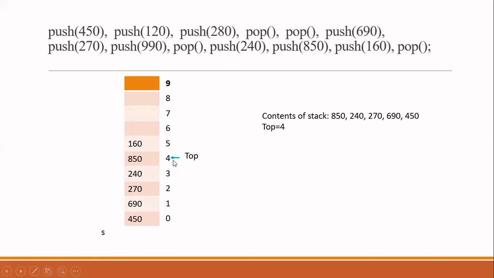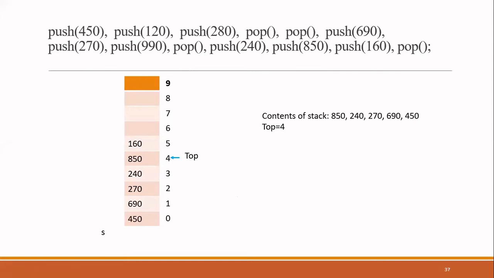Now, what is the question asked here is, you have to show the content of the stack after all these operations are performed. Showing content means displaying the content. So you see, where is your top pointing to? It is pointing to 4. Write all the elements starting from 4 till you reach 0. The same order. So first 850.